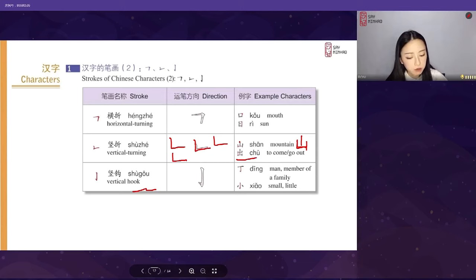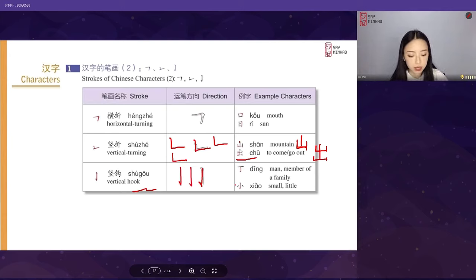Now let's see. It is a vertical turning and then a vertical, and then a vertical. This is a vertical turning, 竖折. Next one is the vertical hook. The direction of writing is from top to bottom and then hook. Top to bottom, hook.